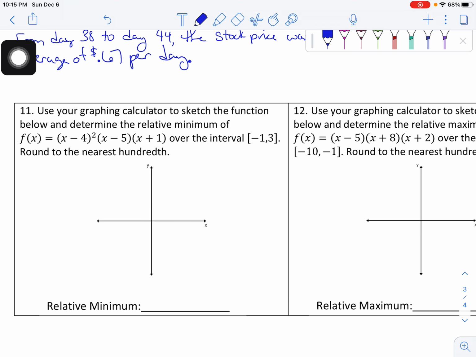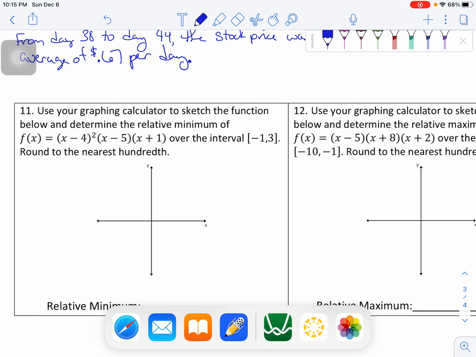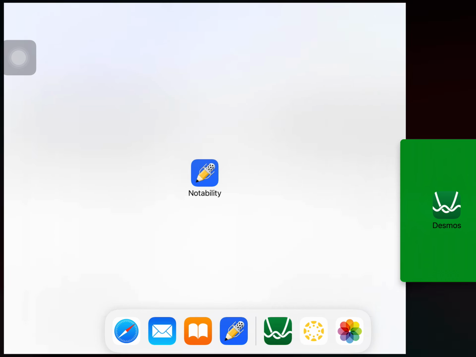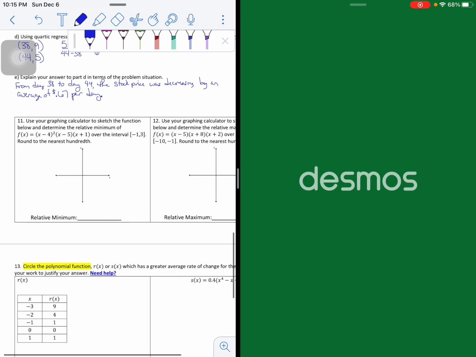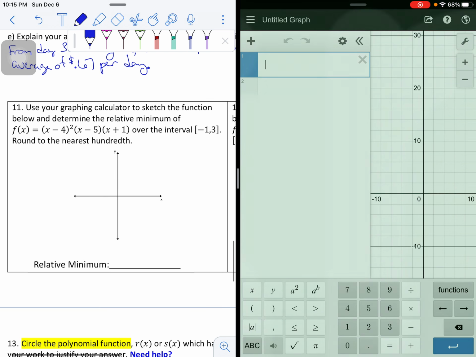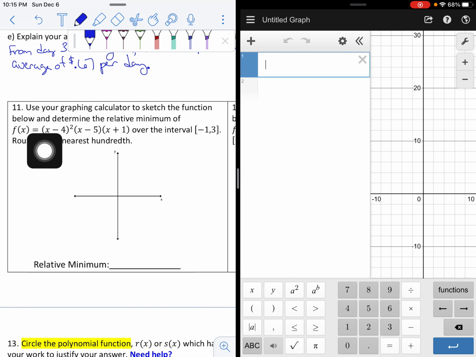All right. Now, problem number 11 says to use your graphing calculator. You absolutely could use your graphing calculator. You also can use Desmos. You can use any technology that works. So let's see what I've got. I've got Desmos up here. So I'll do one of these with Desmos. And I will show you the other one with the TI-84. You pick the one that makes you happier.